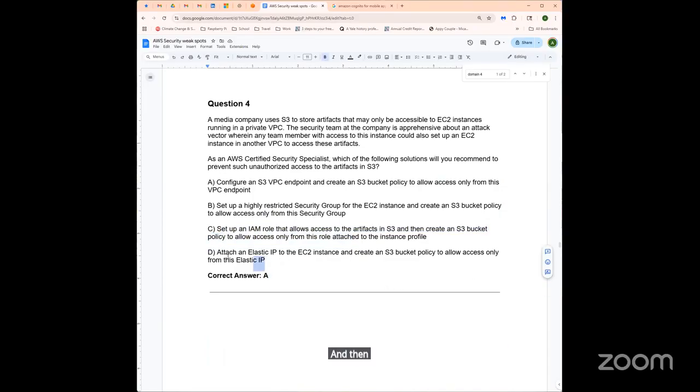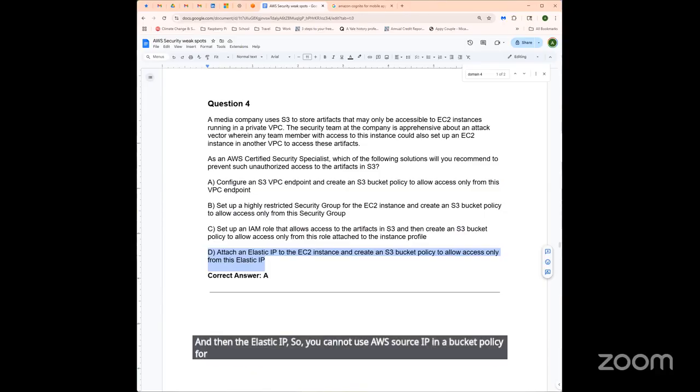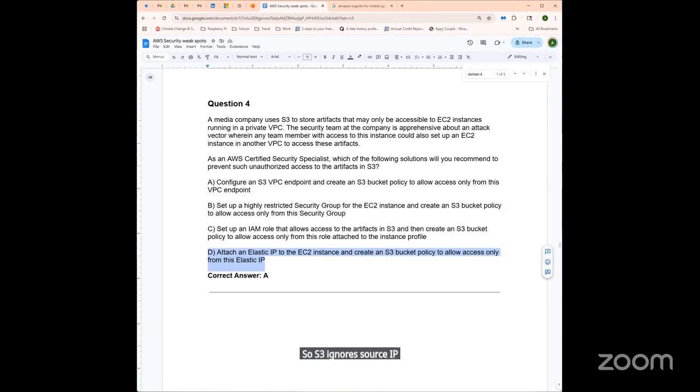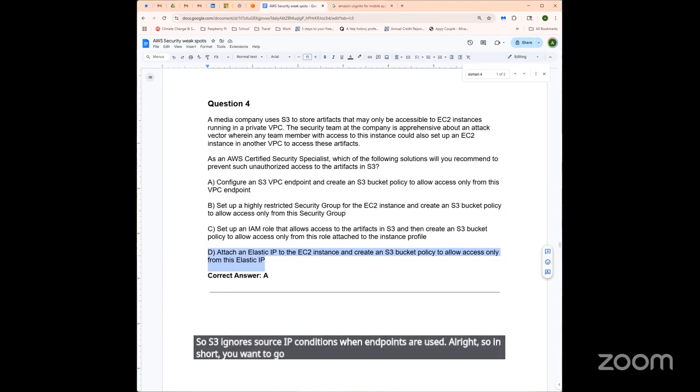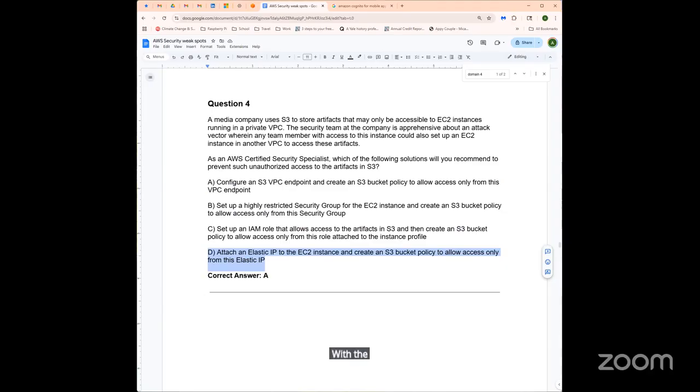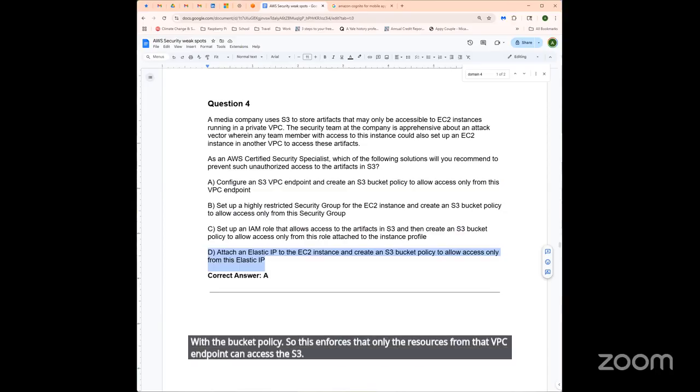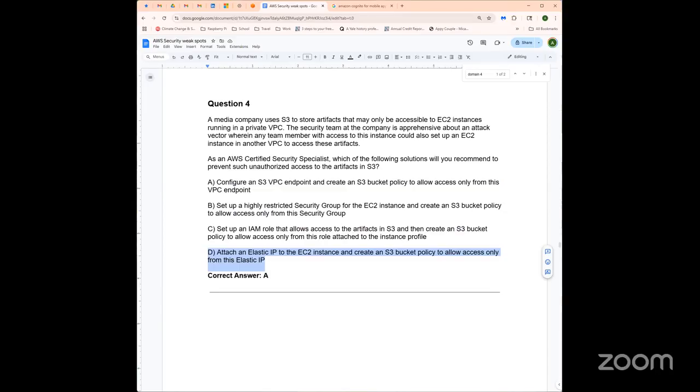And then the Elastic IP. You cannot use AWS source IP in a bucket policy for S3 requests made through a VPC endpoint, so S3 ignores source IP conditions when endpoints are used. In short, you want to go for the VPC endpoint with the bucket policy. This enforces that only the resources from that VPC endpoint can access the S3. All right, let's go to the next question.